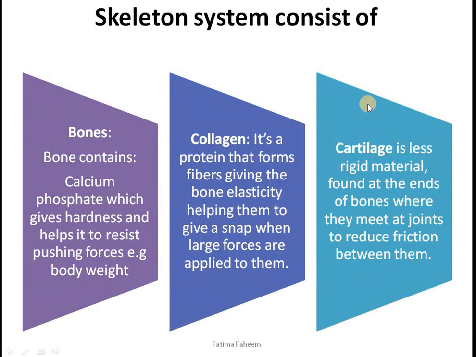Now let's see the components of skeleton system. The skeleton system consists of bones which contain calcium phosphate, which is responsible for the hardness and helps it to resist pushing forces, helps our body to bear our body weight by our bones. It is because of the hardness provided by calcium phosphate.